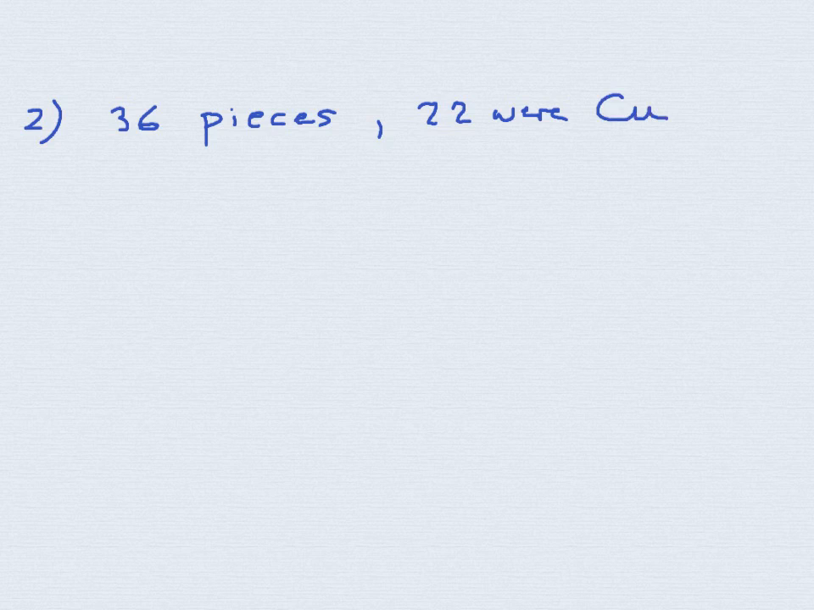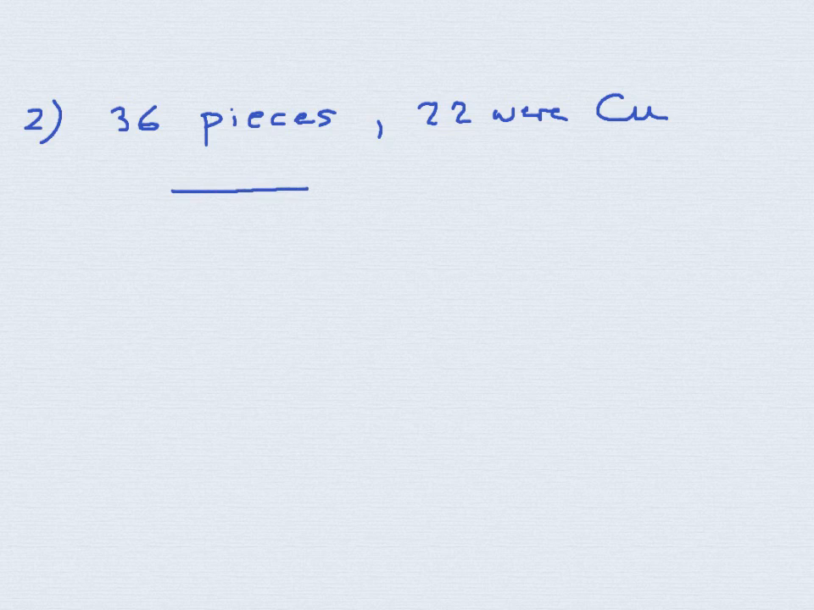Question number 2. Let's say you cut 36 pieces of pipe to install. Out of those 36 pieces, 22 were copper. My question to you is, what percent of your pipe that you cut was copper? So use the chemical symbol for copper. So you have two numbers, you want to find the percentage.